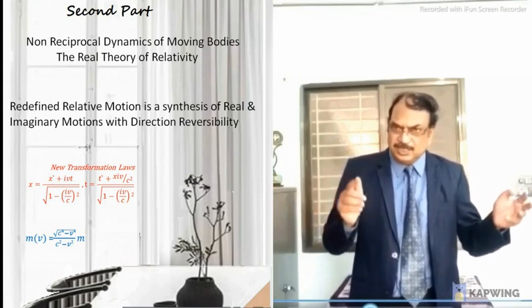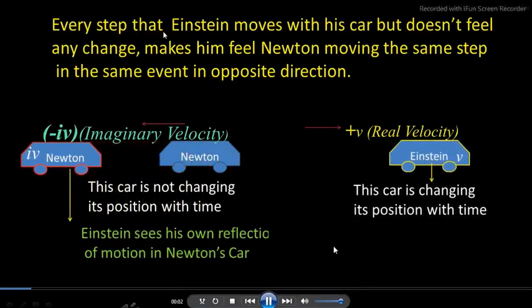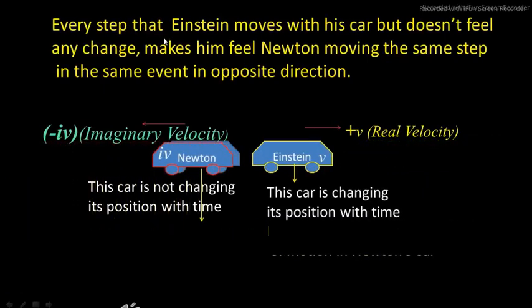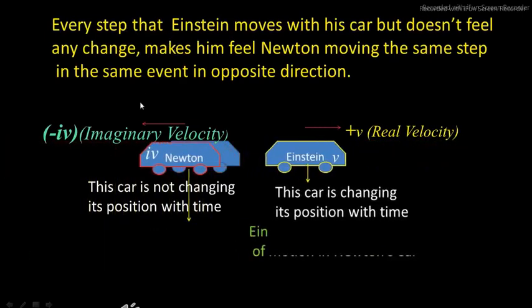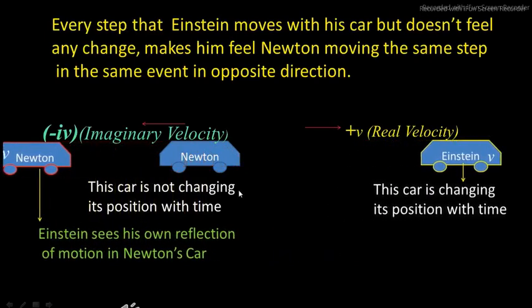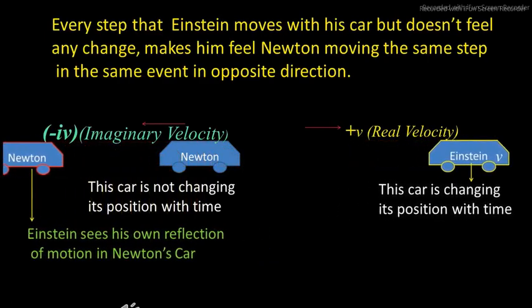Let us understand the redefined relative motion through the animation. Every step that Einstein moves with his car but doesn't feel any change, makes him feel Newton moving the same step, in the same event in opposite direction. Actually, Newton's car doesn't change its position with the surroundings with time, so it can't be real velocity. Einstein sees his own motion's reflection in Newton's car. This phenomenon can be taken as imaginary velocity.